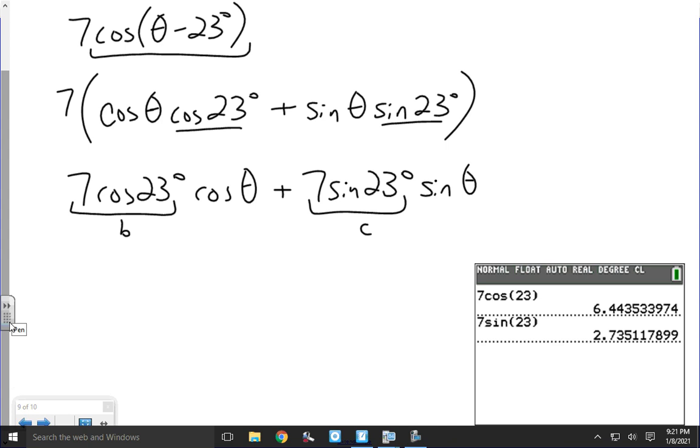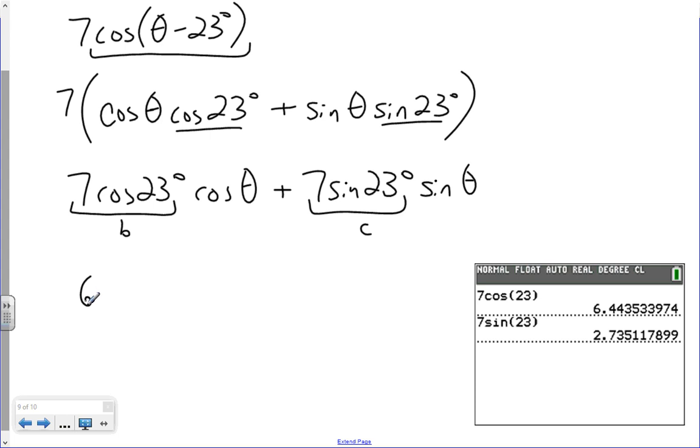All right, so let's replace 7 cosine of 23 with that 6.444, it looks like. 6.444 cosine of theta plus, and then the 7 sine of 23 is 2.735 times the sine of theta. There we go. We've got ourselves a linear combination of sine and cosine here. It's some constant times cosine plus some constant times sine. That's what it means to be a linear combination: a constant times a variable plus a constant times some other variable.